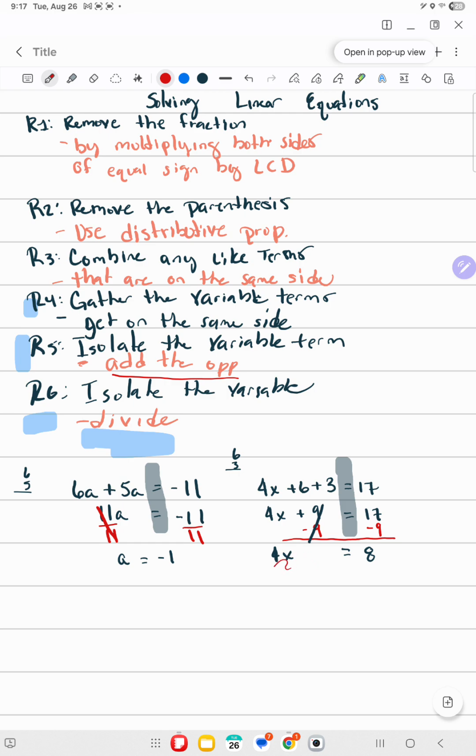When I look at my variable, it is not isolated. There's a 4 there. So how do you move the 4? By dividing. So we're going to divide both sides by 4, and x is equal to 2. All right, very good. Let's go ahead and jump on one with the parentheses in it.